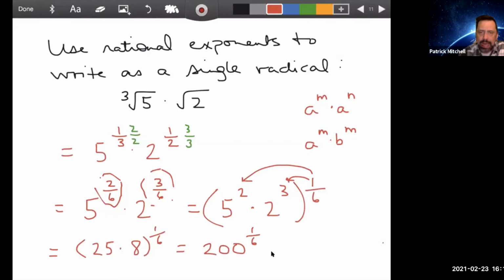So I bet you never would have guessed, and I think this is one of the reasons that I enjoy these problems so much, is it's very hard to predict what the answer is going to be. It turns out that the cube root of 5 times the square root of 2 is equal to the 6th root of 200. Kind of hits you out of nowhere.